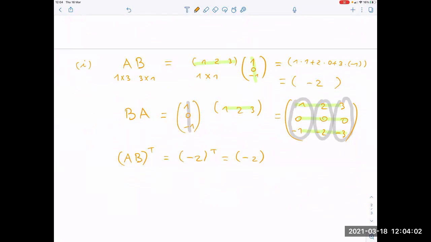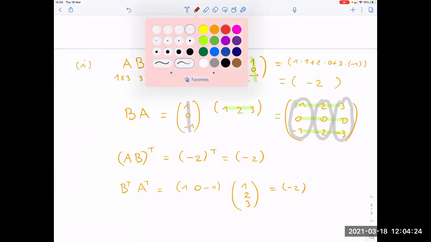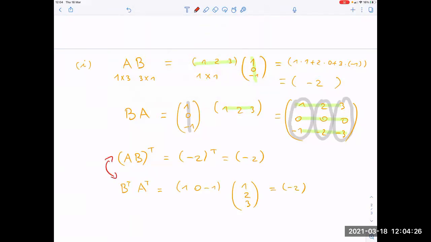And now I would like to compare this with B transpose A transpose. So I'd like to compare this with 1, 0, minus 1, and 1, 2, 3. But since we know this is the dot product, this is clearly not going to change. So the small remark is that these two are equal: (AB) transpose and B transpose A transpose are equal.